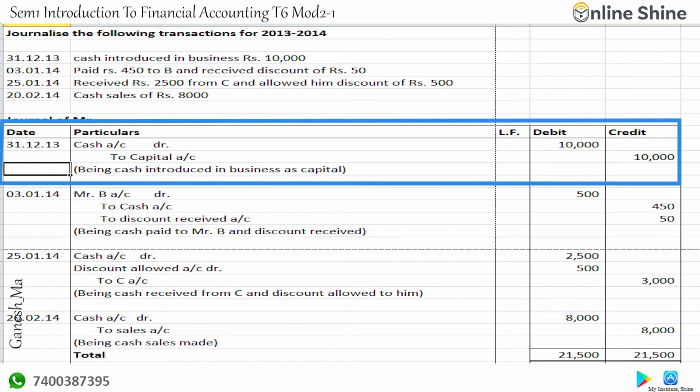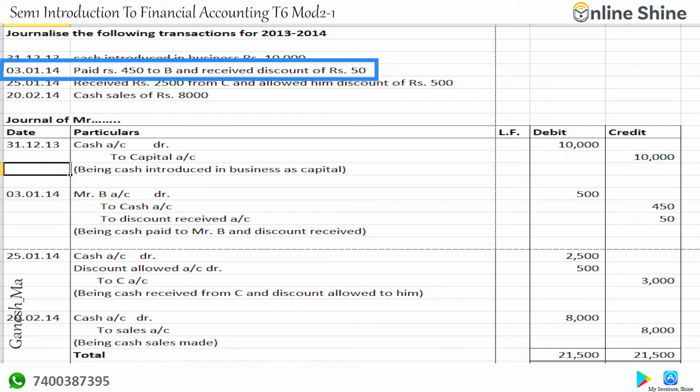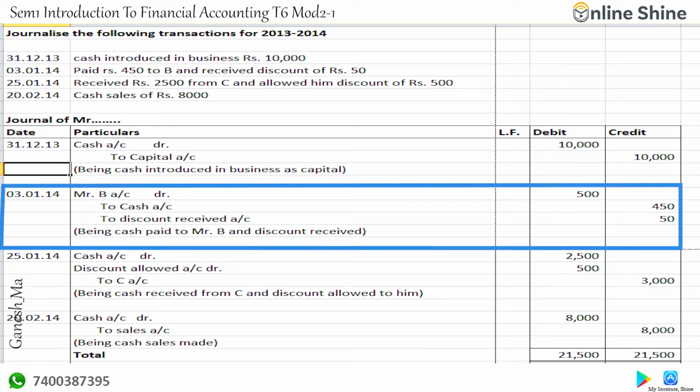See, the next entry is on 3rd of January. Paid rupees 450 to Mr. B and received a discount of rupees 50. Now here we have paid cash of rupees 450 and while paying that 450, I have received a discount of rupees 50. Now to whom have I paid the cash? Mr. B. Now Mr. B is the receiver. So Mr. B account debit, in debit I will mention 500 rupees. Then, I have paid cash, so my cash has gone out.